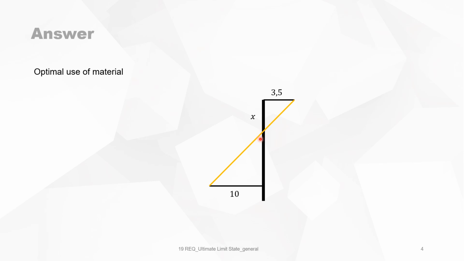Now, this yellow line is the strain diagram of the section after loading. X is the position of the neutral axis, or the height of the compression zone. And we recognize this immediately. This is the left border of domain 2A.